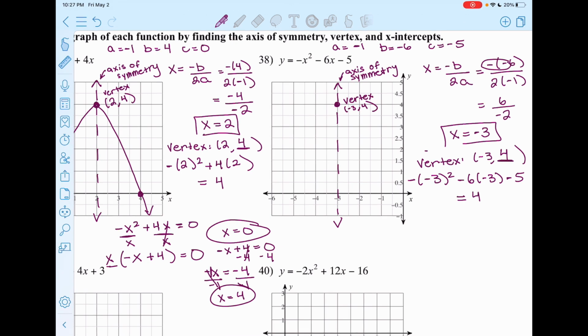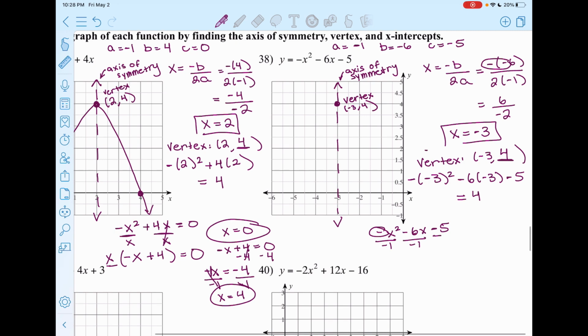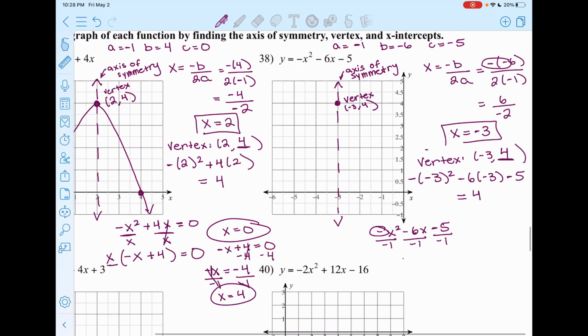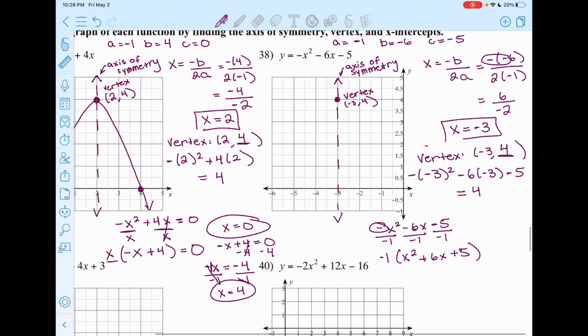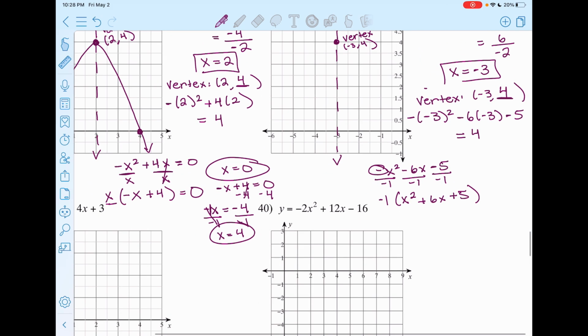And the last thing we need is to factor to find our x-intercepts. But remember, we cannot use magic x if our a value is negative. So we need to factor out this negative. So I'm going to divide all of my terms by -1. So I'll be left with positive x squared, positive 6x, and positive 5. I'm going to write the -1 on the outside as if it were a GCF. And now I can do magic x.